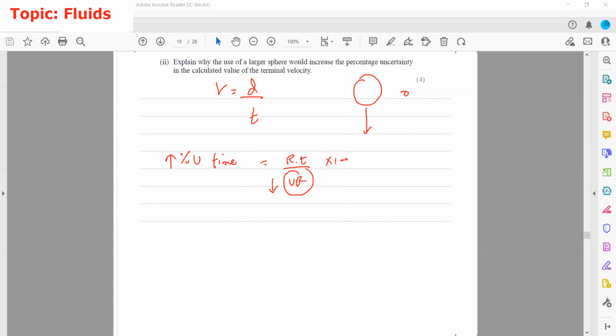So a large sphere will have a greater weight, and as it falls through, it will take a short time. When it takes a short time, the uncertainty in recording the time interval will increase as the value recorded is decreasing. Maybe the small sphere was taking, say, 10 seconds to move through, but the large sphere might take 2 seconds. So 2 seconds is a smaller value, so it will have a higher percentage uncertainty, whereas 10 seconds comparatively will have a lower percentage uncertainty. The terminal velocity will also increase, because if the time is shorter, it means a higher terminal velocity. But we are finding the terminal velocity using distance and time. The distance is not changing, but the time gets shorter, so it increases the percentage uncertainty in the measurement.